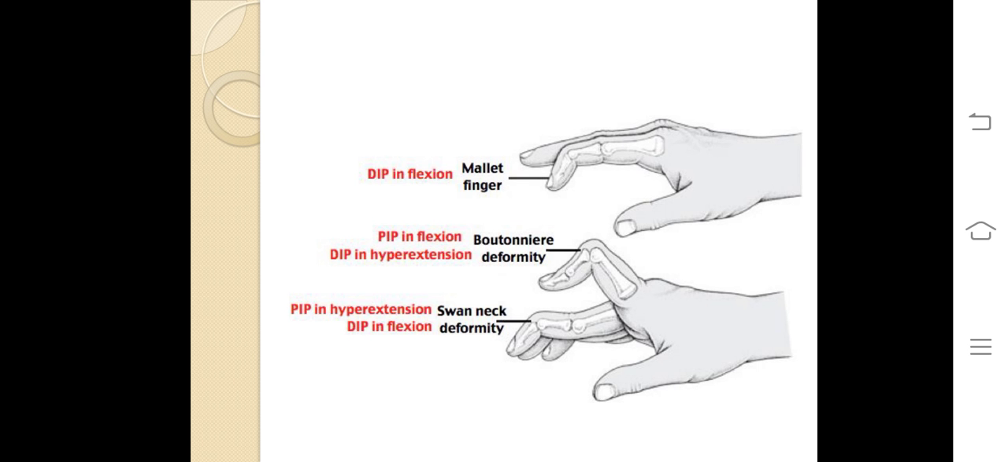Mallet finger is most common at distal interphalangeal joint flexion. Boutonniere deformity is common at proximal interphalangeal joint flexion and distal interphalangeal joint hyperextension. In swan neck deformity, the proximal interphalangeal joint is in hyperextension while the distal interphalangeal joint is in flexion.